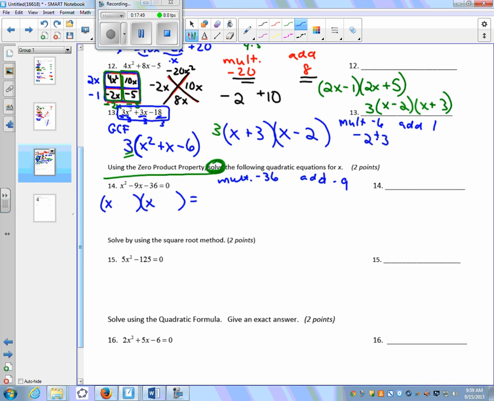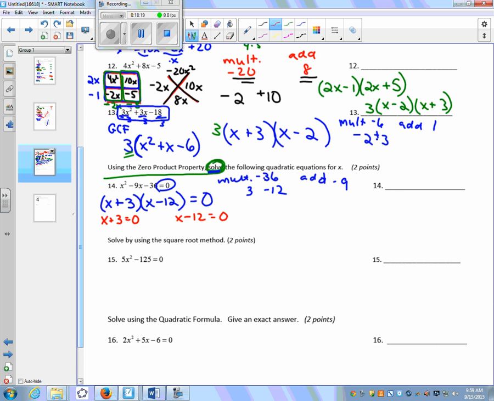And for this, I am going to come up with 3 and negative 12. Multiplies to be negative 36, adds to be negative 9. So that's going to be a plus 3 minus 12 here. But this is equal to 0, so I'm not done. I have to solve. We're not just factoring here. We're solving. So we have to set each of these factors equal to 0.